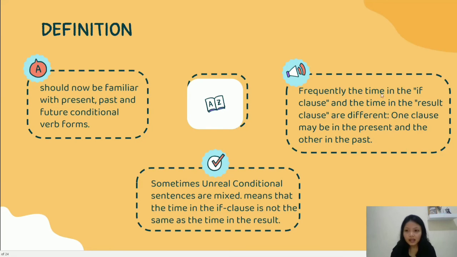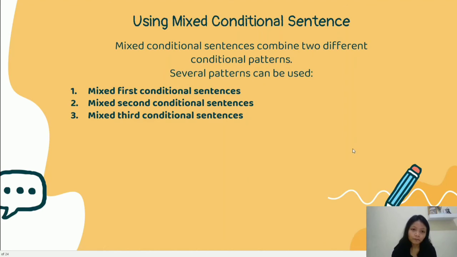Frequently, the time in the if clause and the time in the result clause are different. One clause may be in the present and the other in the past. Mixed conditional sentences combine two different conditional patterns. Several patterns can be used: mixed first conditional, mixed second conditional, and mixed third conditional.